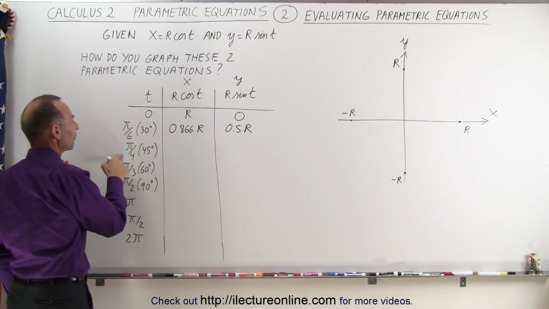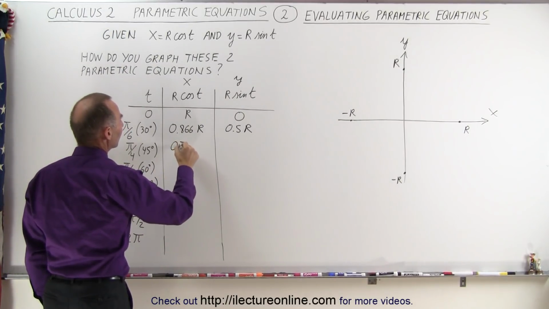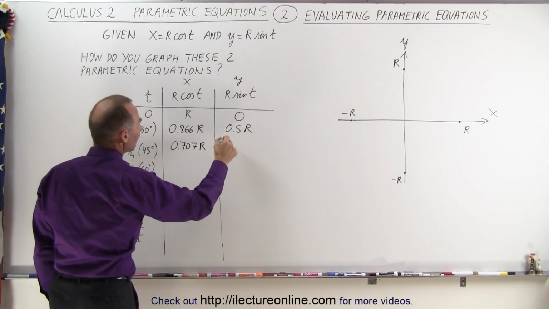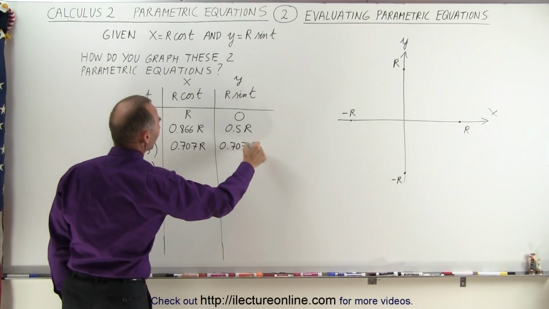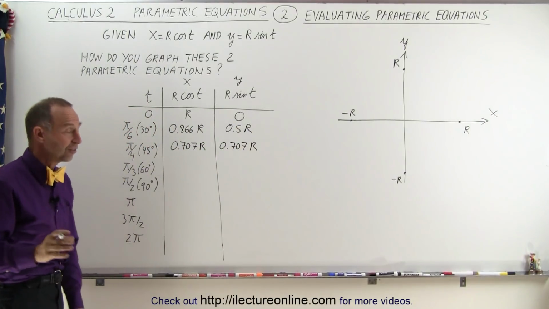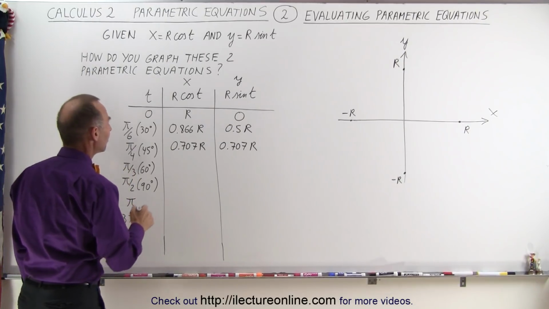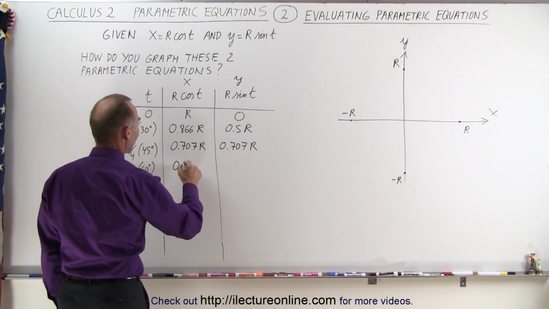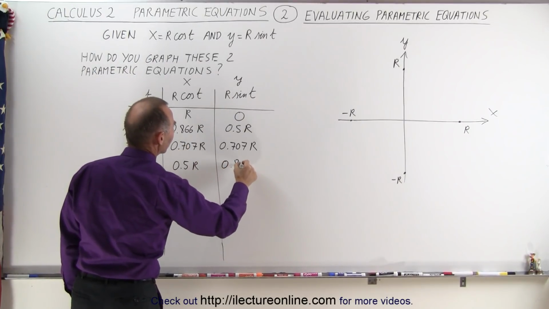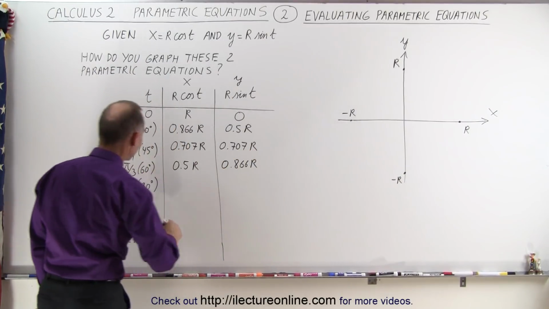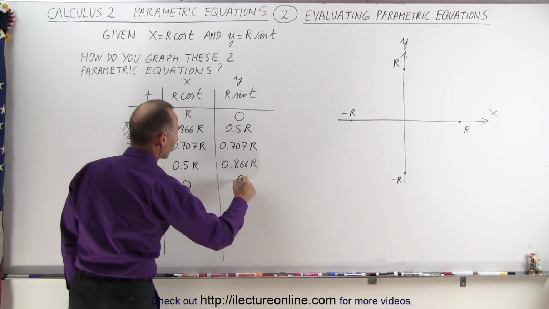Change the angle to 45 degrees, or pi over 4, then we get 0.707r. The same for r sine theta, we get 0.707r because the sine and the cosine, of course, are the same for 45 degrees. Pi over 3, which is 60 degrees, we get 0.5r for r cosine theta and 0.866r for r sine theta. And finally, at pi over 2, we get 0 here and we get r over there.